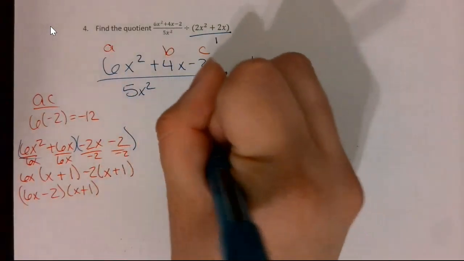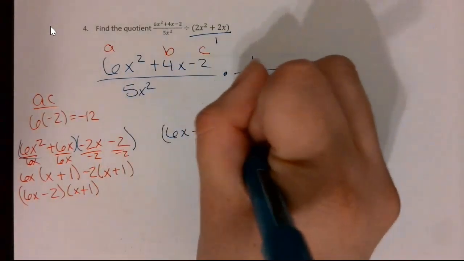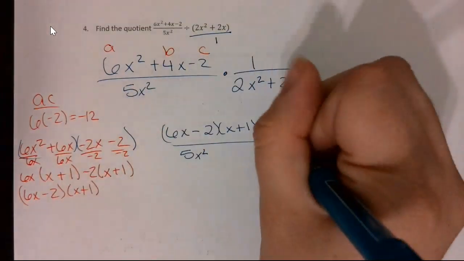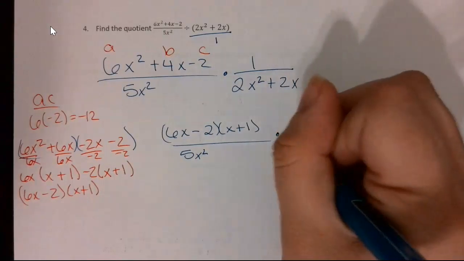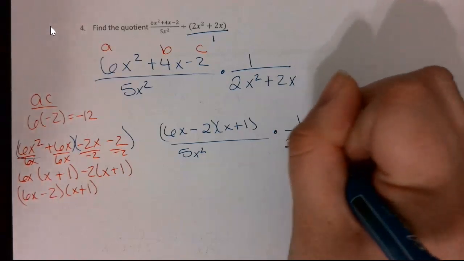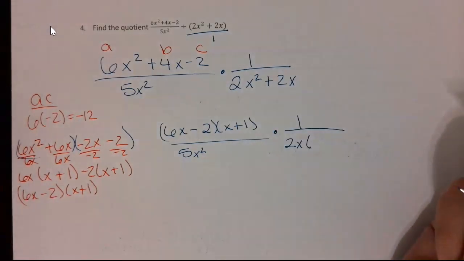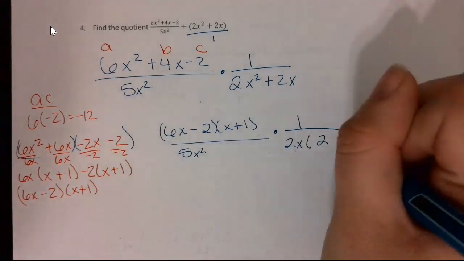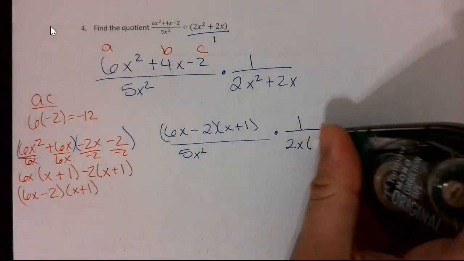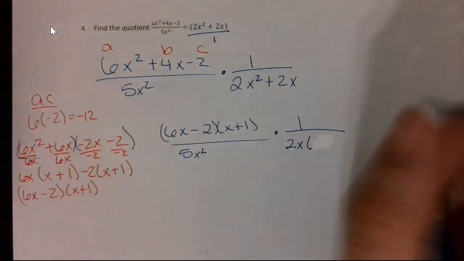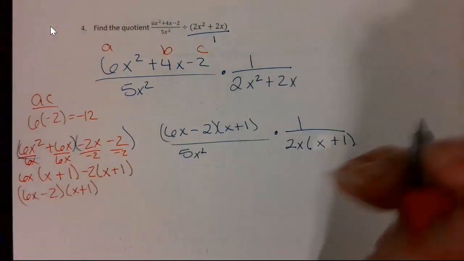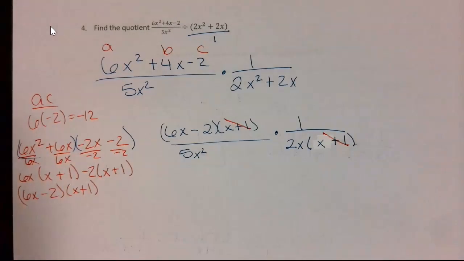So on the top of the first fraction, I get 6x minus 2 times x plus 1 over 5x squared. On the second fraction, I have 1 over, I can factor out 2x from both the terms. So I have 2x up front. 2x squared divided by 2x is 2. 2x divided by 2x is 1. So I look for things to cancel out. Just the x plus 1.